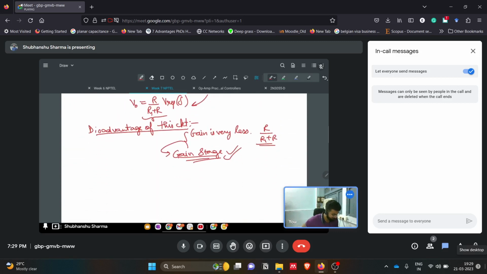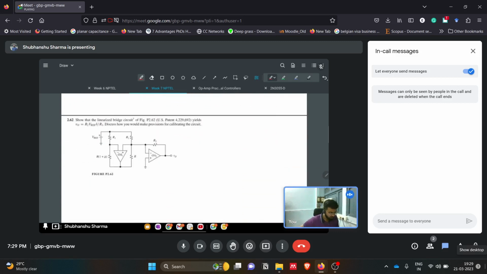Now the second question is the extension of the previous question. In this question we are getting an output of V naught equals R2 Vref delta by R1. They are saying we have to realize this using this circuit. This has been patented a long back. So just see the question.